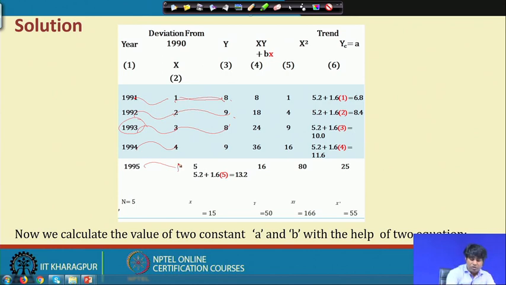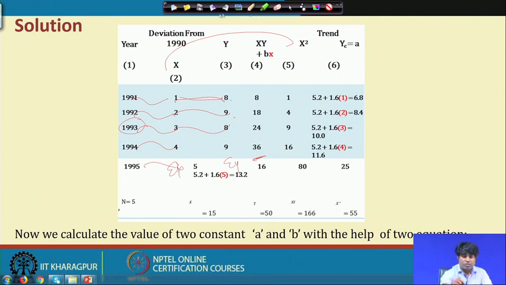So, now we will have summation x here, then summation y here, then again we can have x y, and then x square, and after that we can get sum x, sum y, summation x y, and summation x square.